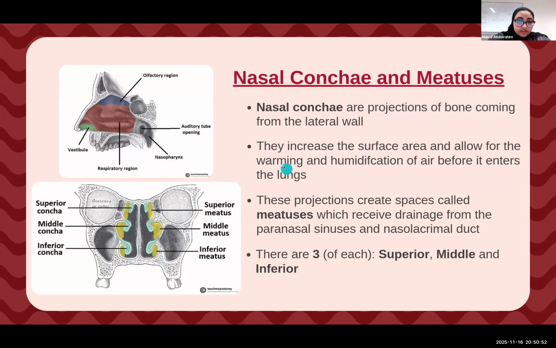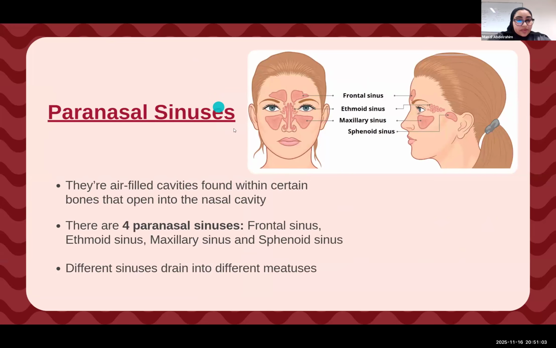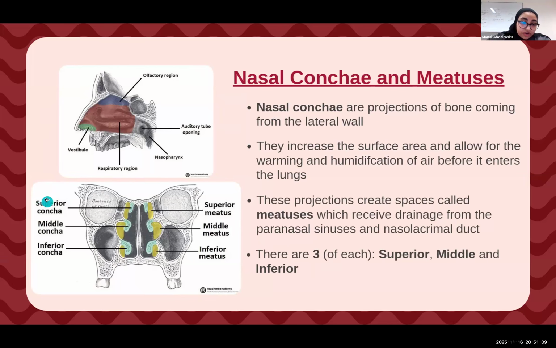We mentioned sinuses earlier. Do you know them? Do you want me to go over them again? These are the paranasal sinuses. Could you repeat the sinuses quickly? Yeah, I'll go over the sinuses. Okay, superior concha, middle concha, inferior concha. Same thing for the meatus, same names.